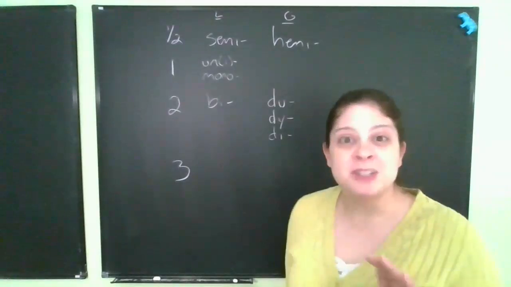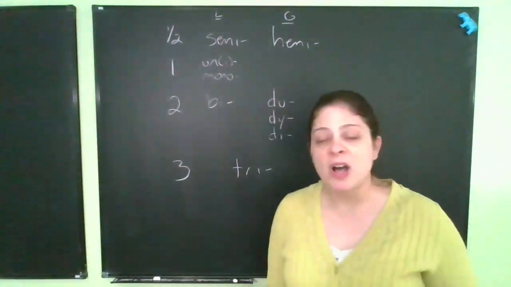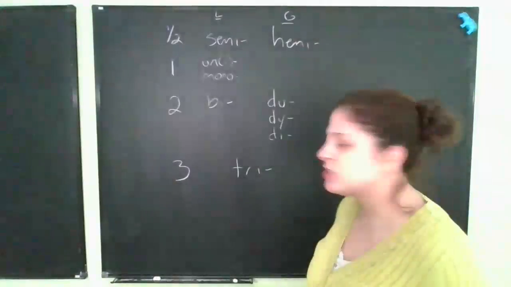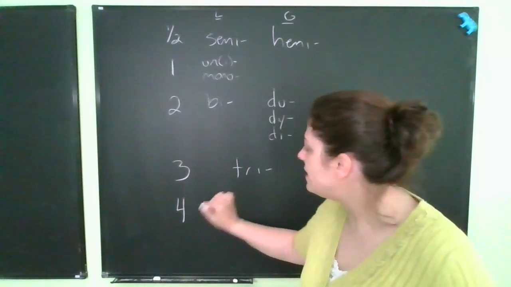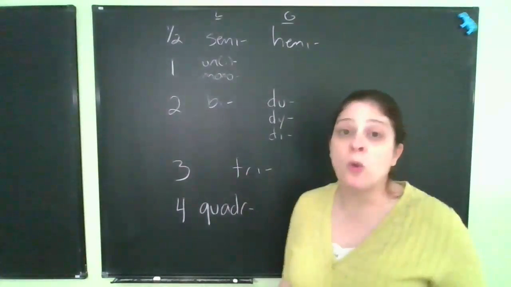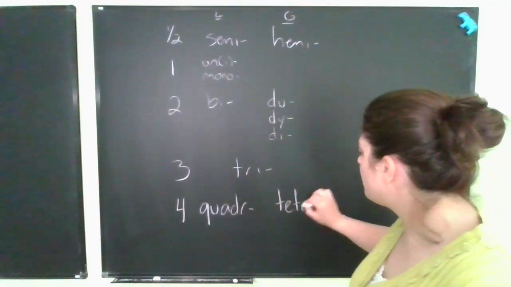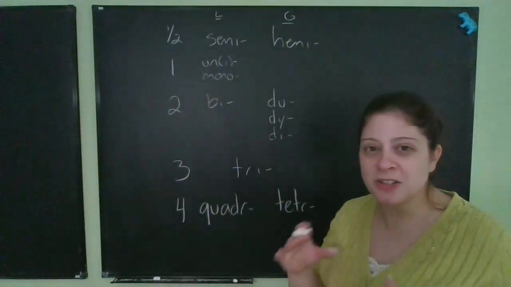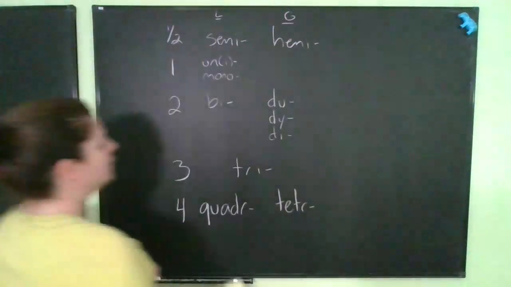A little complicated. 3's simpler. For 3, our prefix is tri, T-R-I, like tricycle. And it is the same in Latin and Greek. The words are essentially identical across the 2 languages. 4, if we want to talk about 4, in Latin it's quadr, Q-U-A-D-R, like a quadrangle or quadrilateral, and in Greek it is tetra, T-E-T-R, like a tetrahedron, which is a solid shape that has 4 faces. Okay, so that's 1 through 4.